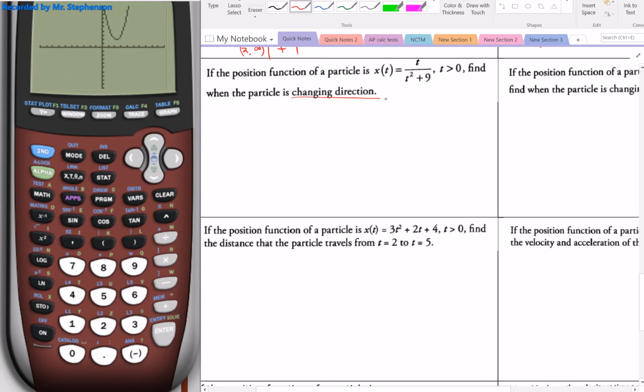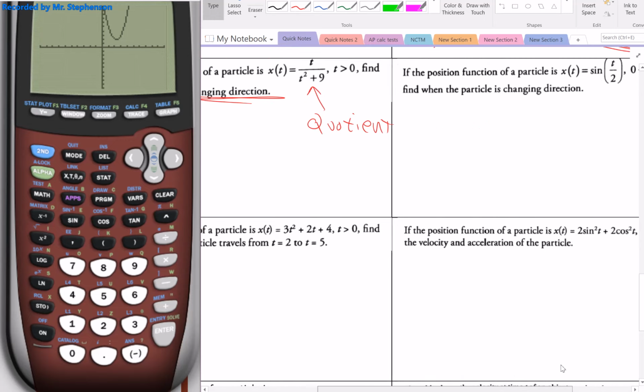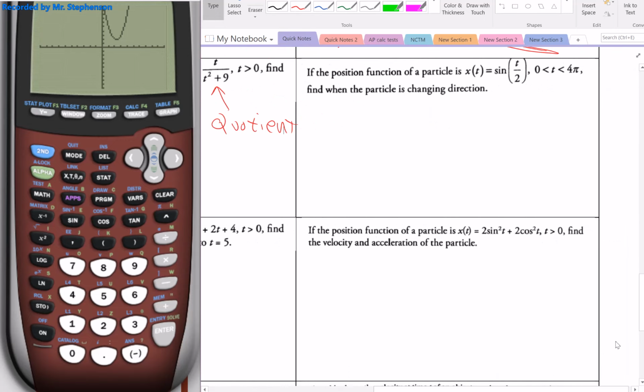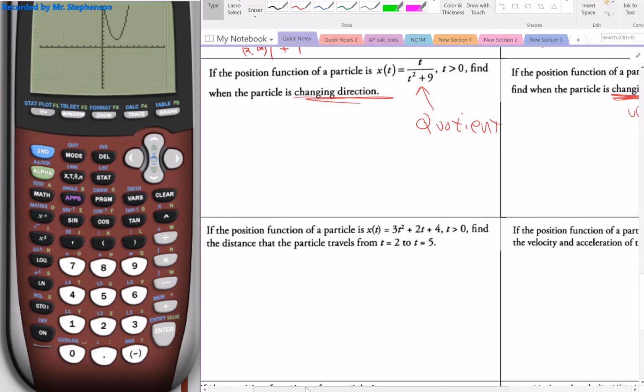So keep going. This one's also changing directions, right? Take the derivative, set it equal to 0. Please recognize that this will take a quotient rule, right? It's a quotient. You need to use quotient rule to find the derivative. Again, when does it change direction? You need to find out, well, when is the velocity equal to 0, right? And then whatever points you get, let's say it's here, you need to check numbers left and right of it to see if it's positive or negative and that kind of thing. So that's the process there.